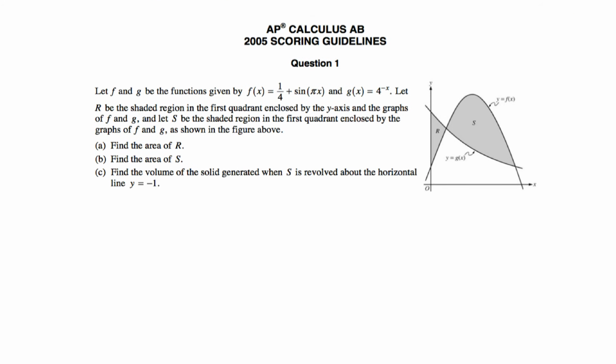Let's do one last one. So for this one here, f of x is this monstrosity, g of x is that one. So there's f and there's g. Step 1, find the area of r. So I gotta find the area of r.